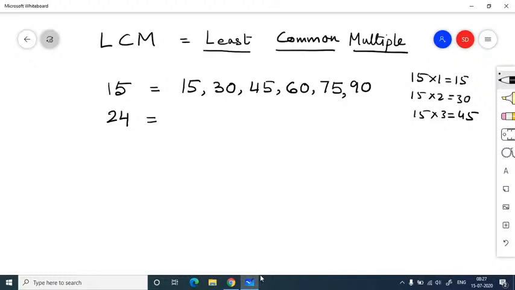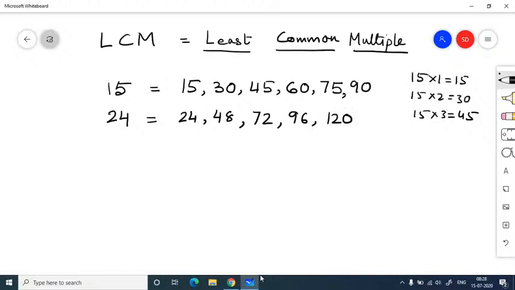Now let us see what are the multiples of 24. So that means 24 ones are 24, 24 twos are 48, threes are 72, fours are 96, fives are 120.